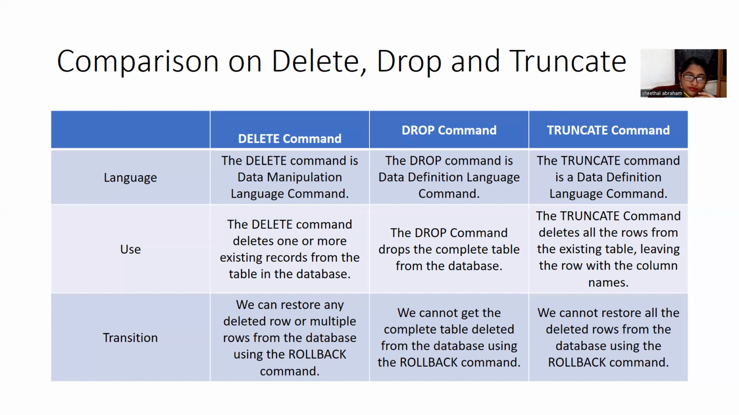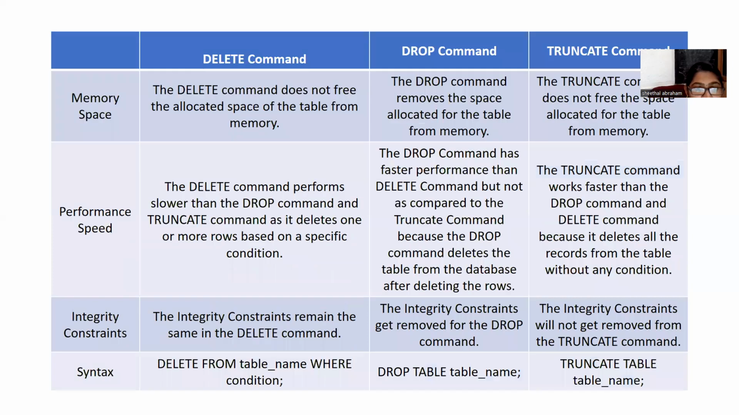Now transition. In the delete command, we can restore any deleted row or multiple rows from the database using the rollback command. Rollback can be used to get the data back. In the drop command, we cannot get the complete table back from the database using the rollback command. Once it is dropped, it is gone forever. Now, with the truncate command also, we cannot restore all the deleted rows from the database using the rollback command.